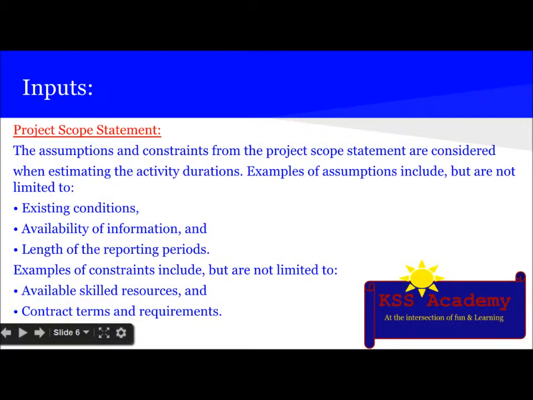The next input is project scope statement. The assumptions and constraints from the project scope statement are considered when estimating the activity durations. Examples of assumptions include existing conditions, availability of information, length of reporting periods. Examples of constraints include available skilled resources and contract terms and requirements.